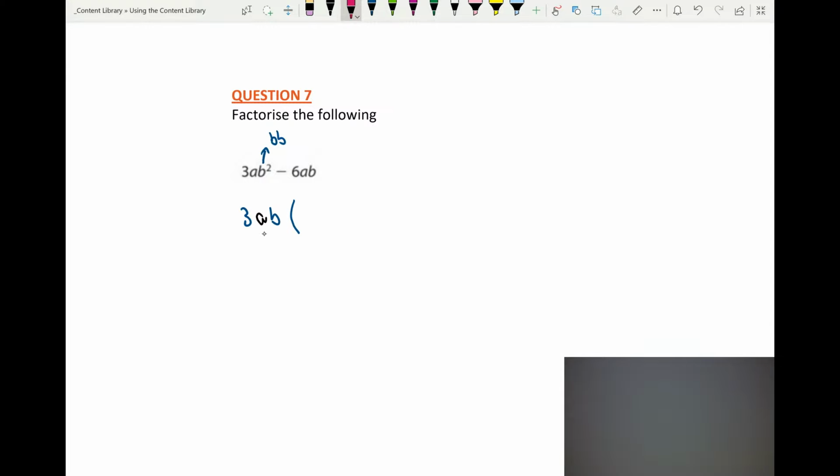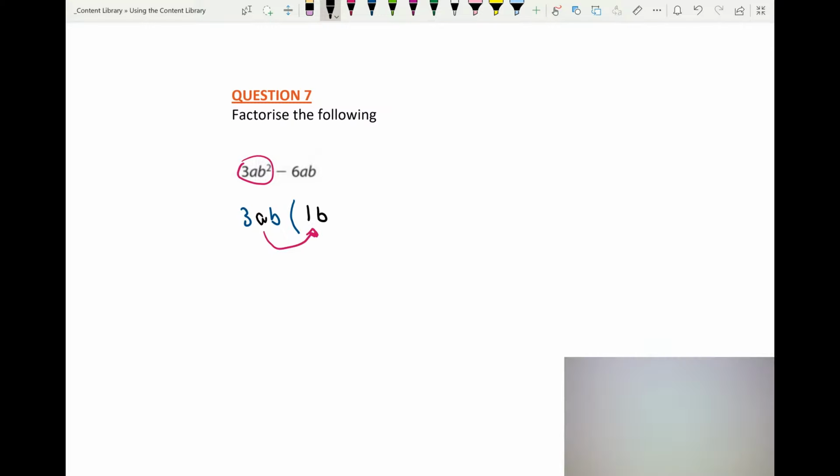And what I'm multiplying it by, when I multiply it by this number, I have to get back to this number, 3ab squared. So 3 by 1 will give you the 3, and ab multiplied by b will get you back to the 3ab squared. So think about it there for a second.